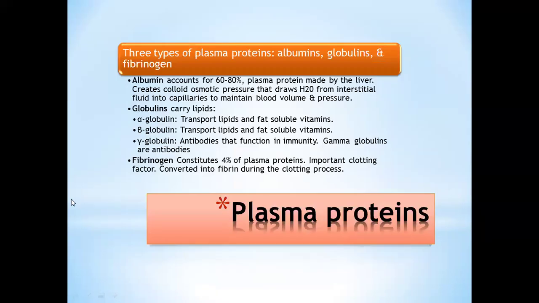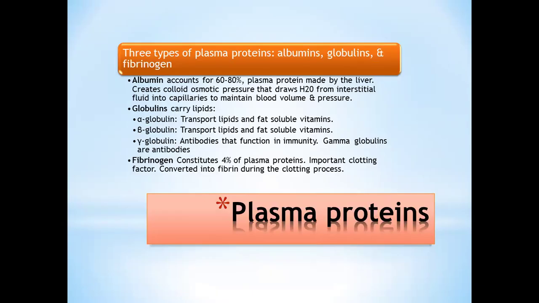Plasma proteins. Three types of plasma proteins are the following: albumins, globulins, and fibrinogen. Albumin accounts for 60–80% of plasma protein and is made by the liver. It creates colloid osmotic pressure that draws water from interstitial fluid into capillaries to maintain blood volume and pressure.